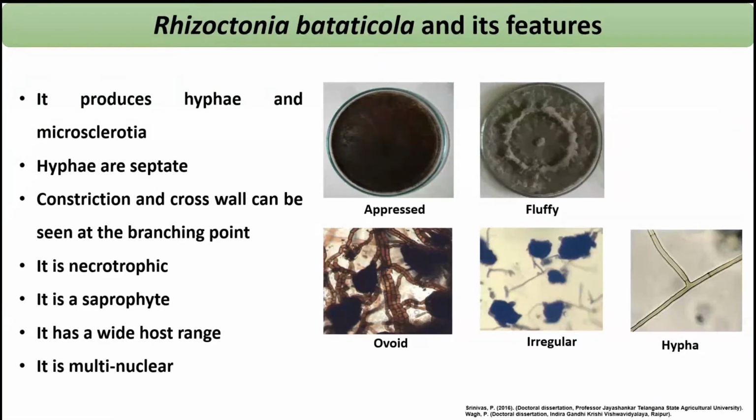Rhizoctonia and its features. Rhizoctonia produces hyphae and microsclerotia. Generally, the hyphae are septate. Constriction and the cross wall can be seen at the branching point of the hyphae, and it is necrotrophic in nature, and it is saprophytic, which means it can stay in the plant debris during the off seasons. The host range of this fungus is wide, and it is multinucleate in nature.